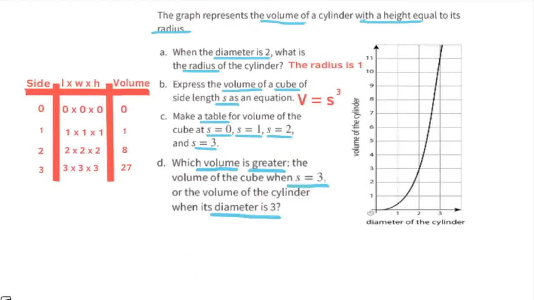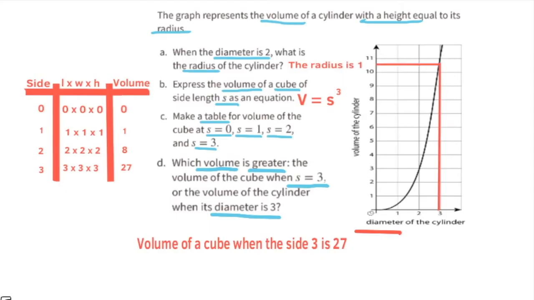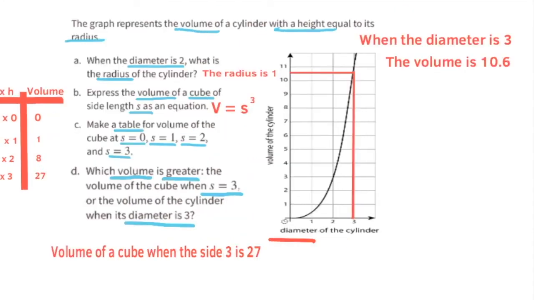D. Which volume is greater, the volume of a cube when S equals 3, or the volume of a cylinder when its diameter is 3? The volume of a cube when the side length is 3 is 27, or 3 times 3 times 3. Take a look at the horizontal axis of the graph. That's the diameter. When the diameter of the cylinder is 3, the volume of the cylinder is between 10 and 11. When the diameter of a cylinder is 3, the volume is 10.6. Since 27 is greater than 10.6, the volume of the cube is greater.